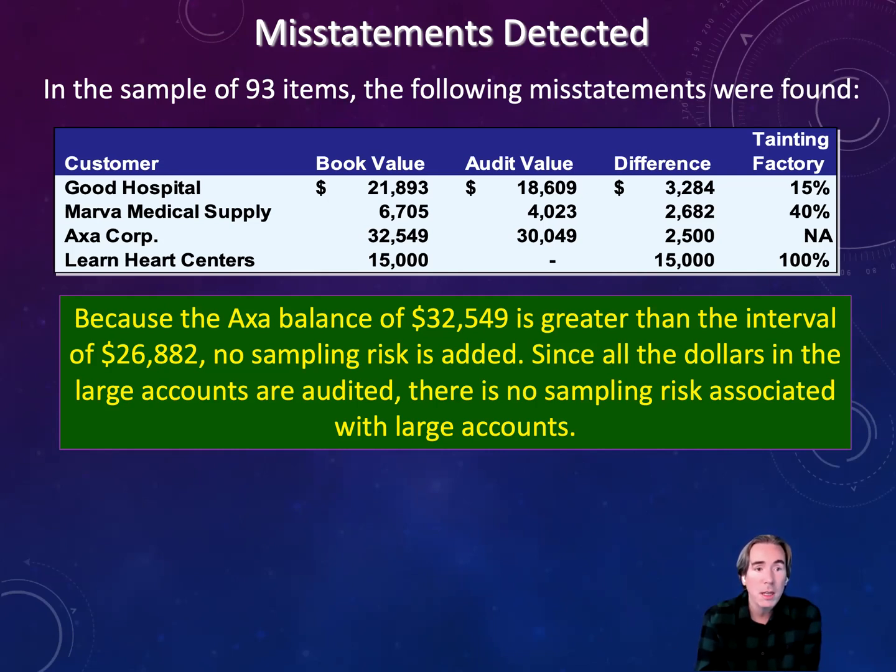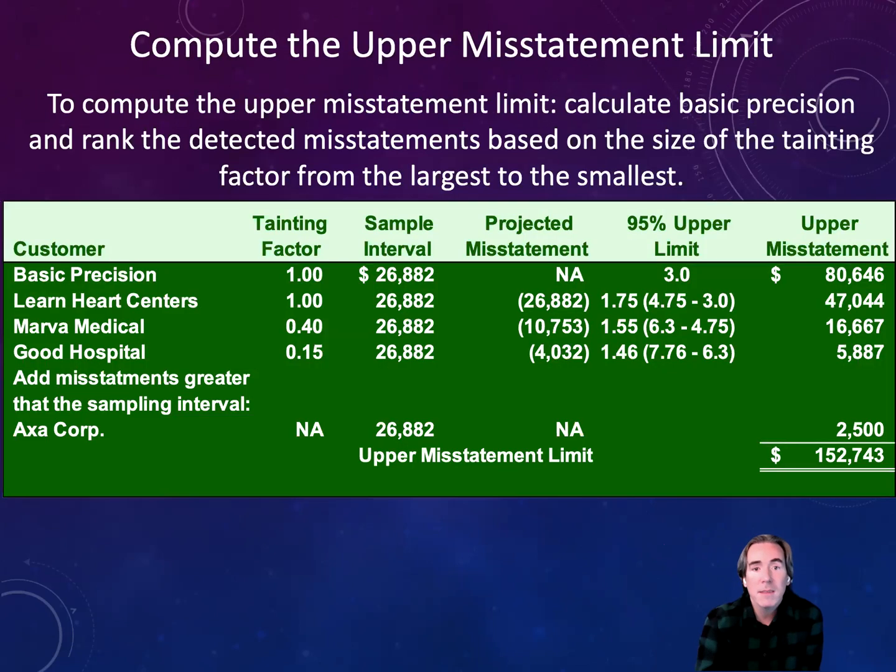So our next step would be to rank these in order, because our largest one would be Learn, then Marva, then Good. And so we're going to rank them from largest to smallest. The reason is we are going to need to go through and calculate our upper misstatement limit. And we're going to be using a table. It's the projected upper misstatement table, row 100. Now the numbers vary slightly depending on the table you're drawing from, but there's certain assumptions.